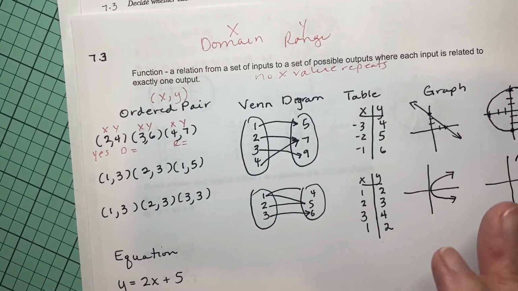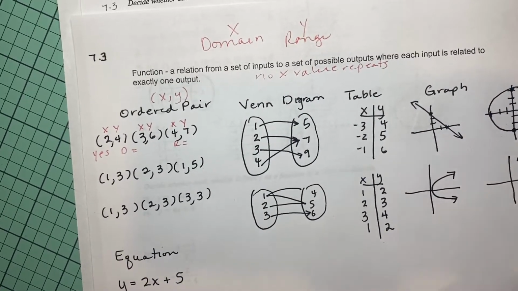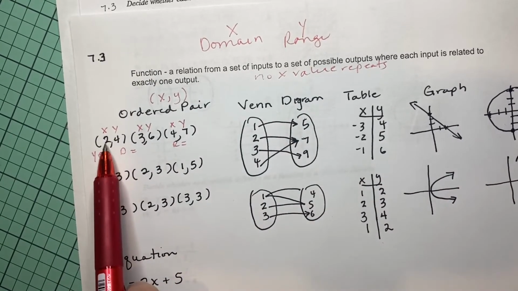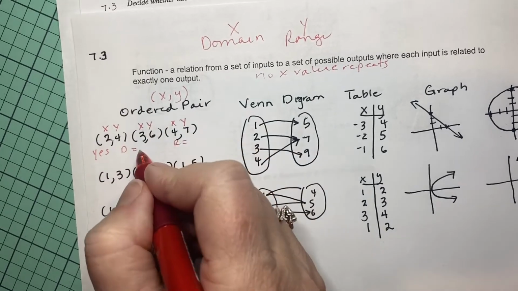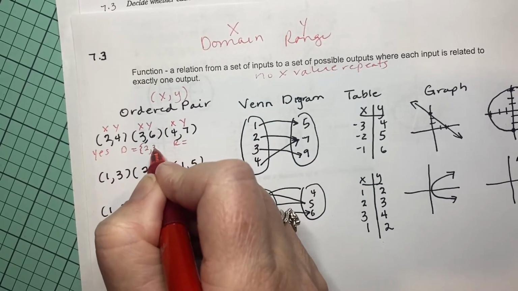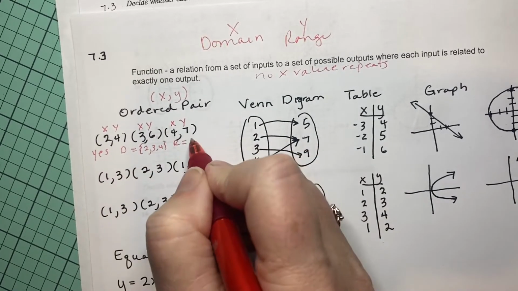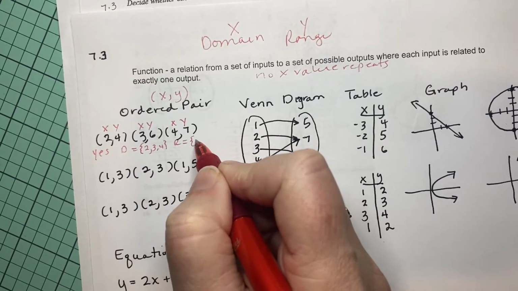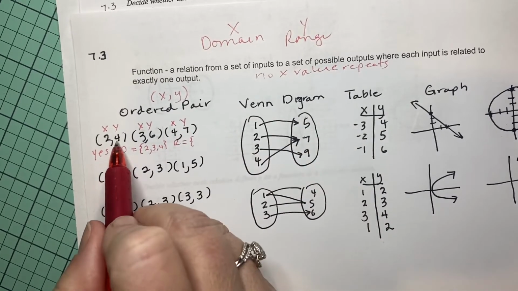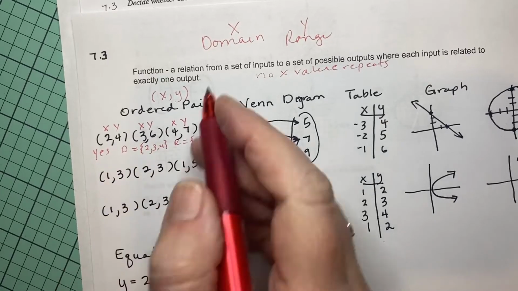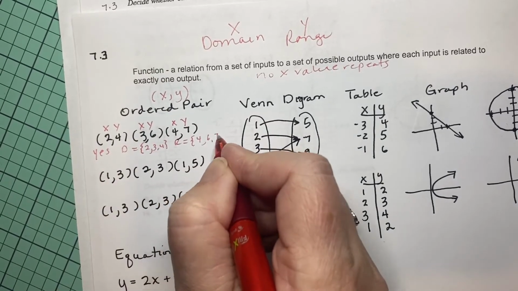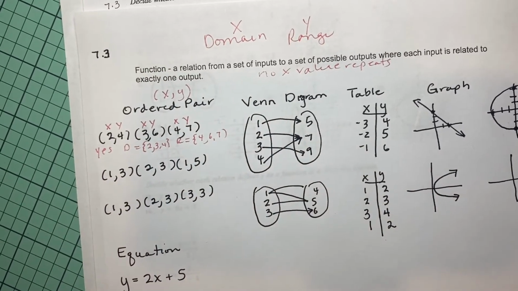So these problems sound really difficult when you read the directions, but actually they're pretty easy because your domain is all the x values. So my domain would be 2, 3, and 4. And they put them in these little brackets, which if you can't draw them very well, just do a little scribbly line, but it's called a brace. And then my range are all the y values, 4, 6, and 7. And so that's for that one.